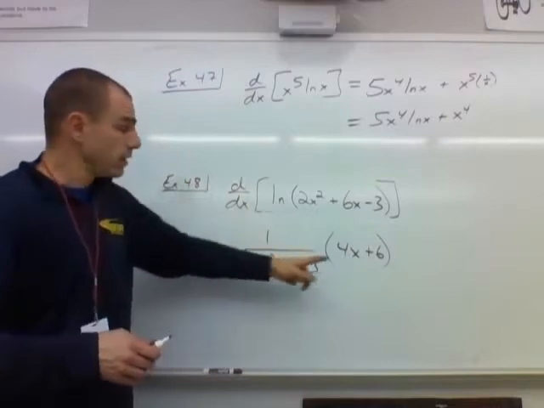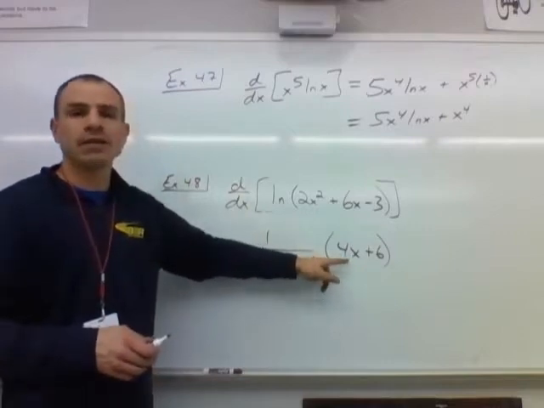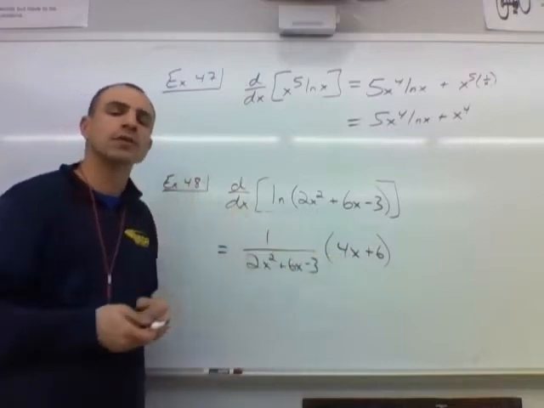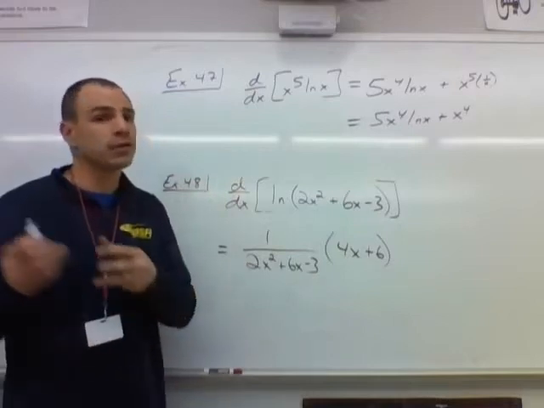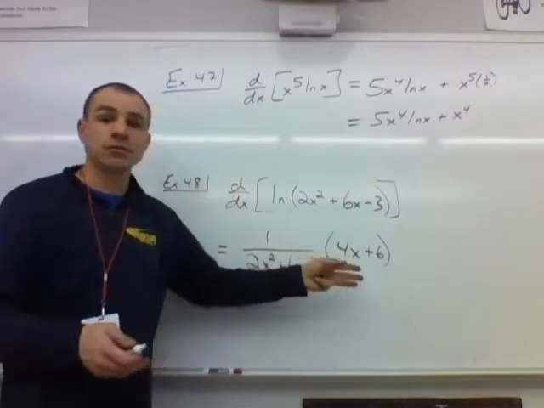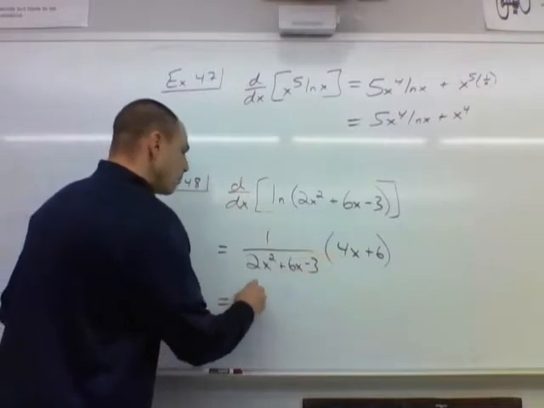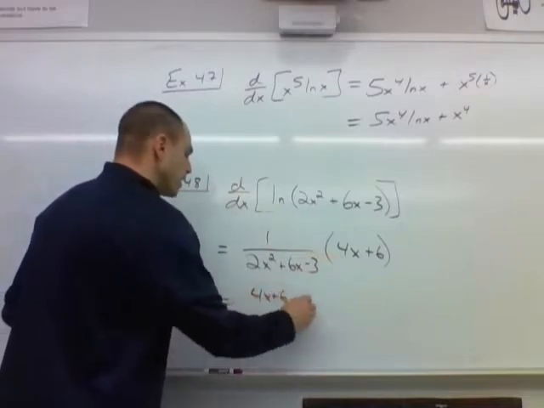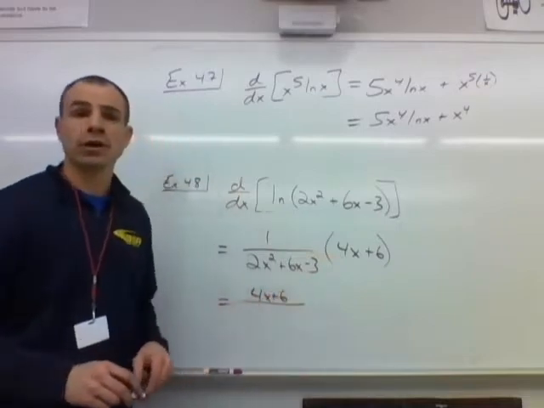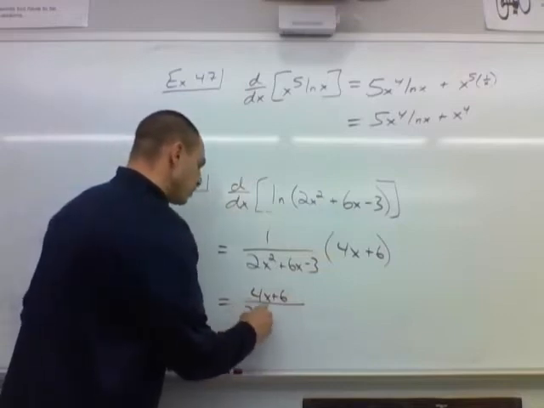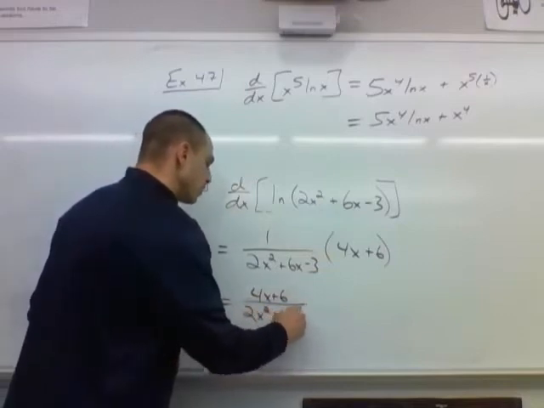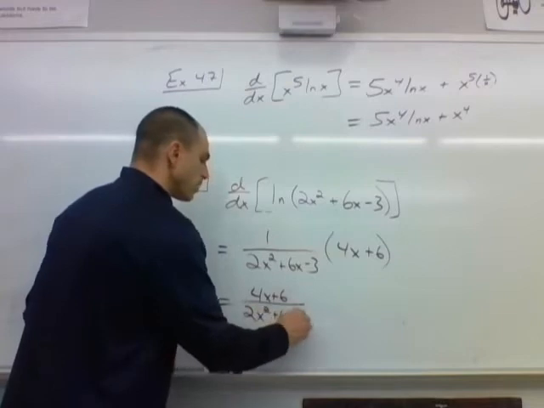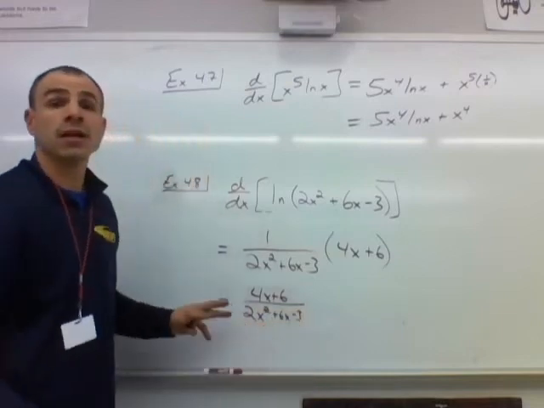Second thing to keep in mind. Some of you are looking at this and saying, can I take this 4x plus 6 and move it up into the numerator? Absolutely. And in fact, you can do that right away. You don't have to do this in 2 steps. You can just say, hey, we put the derivative of the inner function in the numerator, and then we put the original inner function in the denominator. Oops, that's a minus. Okay, and stop right there. That's it. There's our derivative.